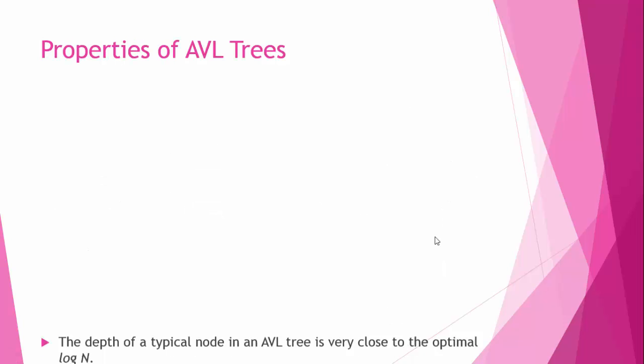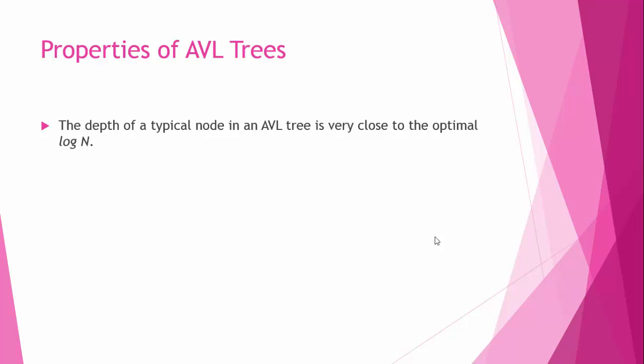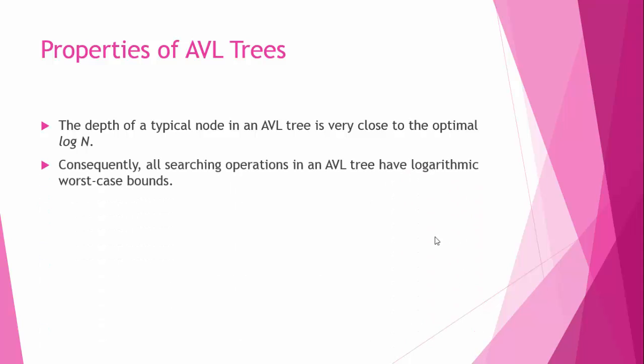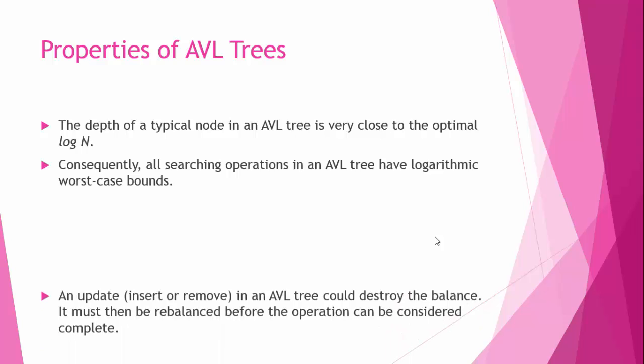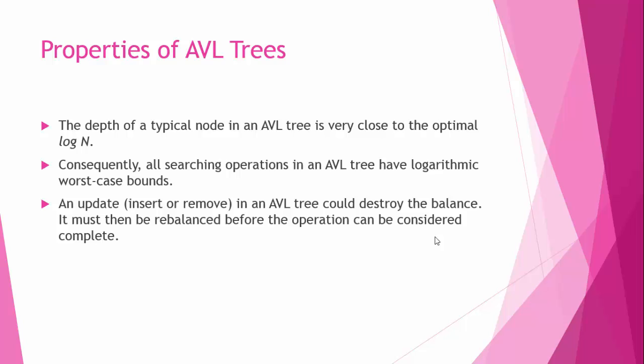There are some properties of AVL trees. The depth of a typical node in an AVL tree is very close to the optimal log n. Consequently, all searching operations in an AVL tree have logarithmic worst case bounds. An update, either insert or remove, in an AVL tree could destroy the balance. So it must then be rebalanced before the operation can be considered complete. So after any insertion or removal of any node to an AVL tree, we must test for balancing of the tree. And this is the key point in this kind of trees: balance.